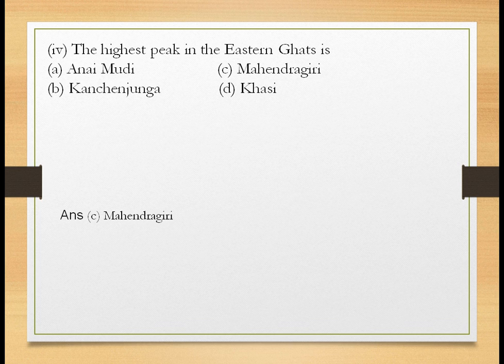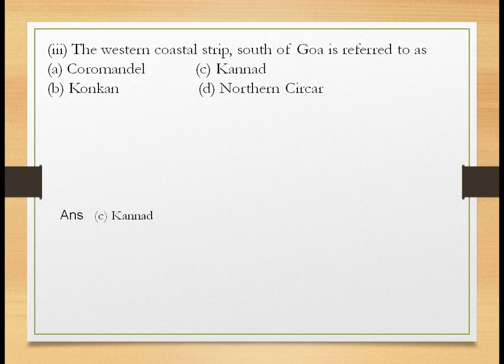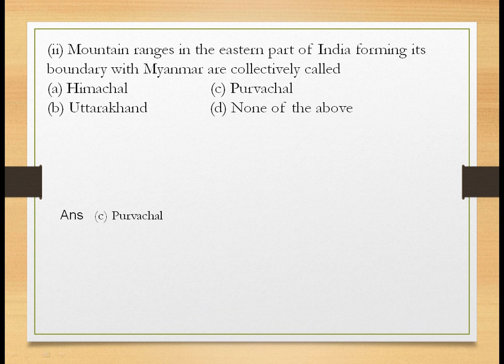So dear cadet, I have just stated how to choose the correct answer from the given alternatives. If you already know the highest mountain peak in the Eastern Ghats is Mahendragiri, there is no need to see any option, directly click Mahendragiri and you will get the correct answer. In the third one, if you directly know the correct one, directly write the answer. Next, for the mountain range, Purvanchal is the correct one, you can write it.